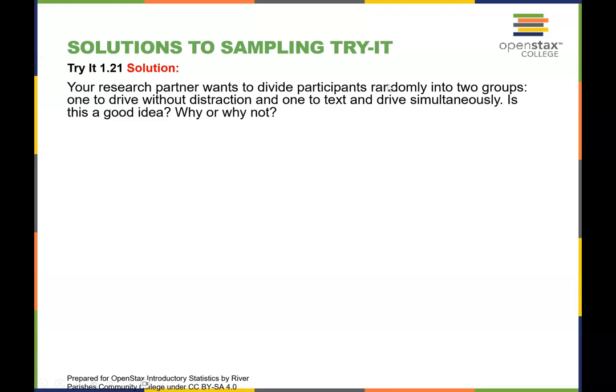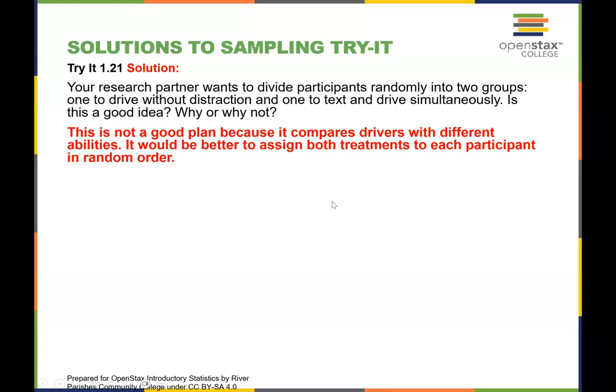If your partner wants to split the groups up, with one having distracted driving and one not, what are your thoughts on that? It's not a good plan because it compares drivers with different abilities. It would be better to assign both treatments to each participant in random order. I also think you have to think about the ethical ramifications of this. If you're telling people to text and drive and they go out there and do it, we've got to have a controlled environment where they're not going to hurt themselves or somebody else.